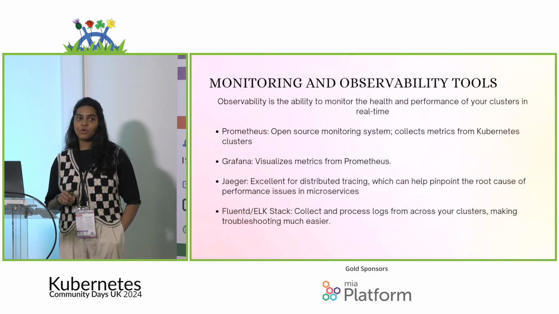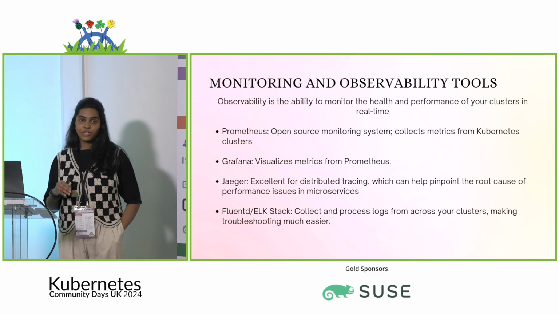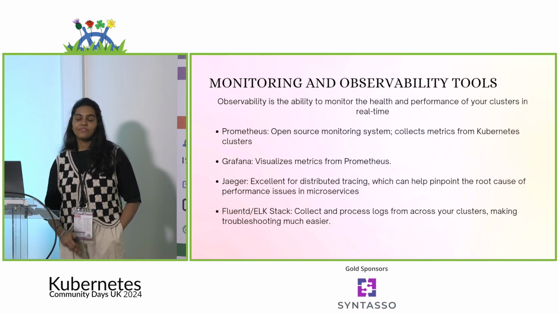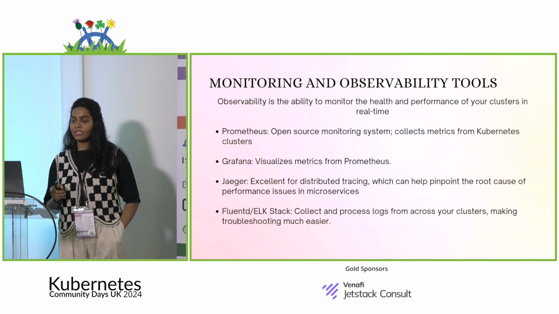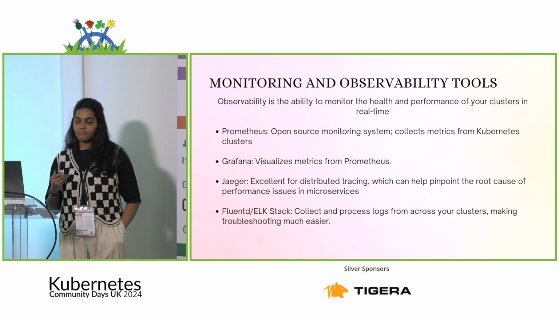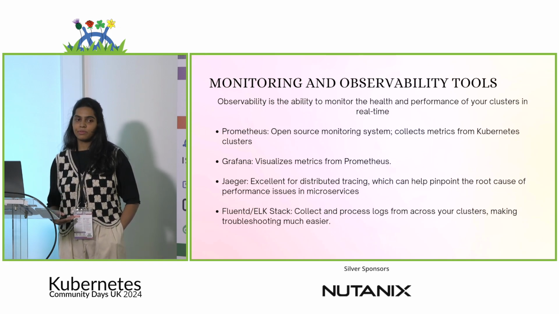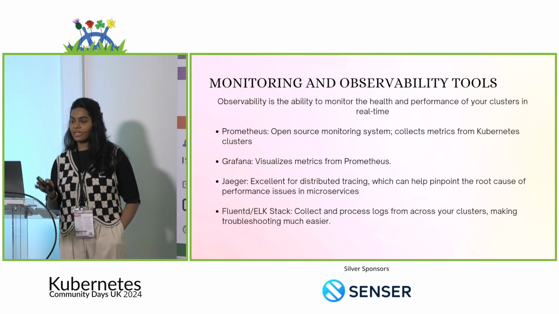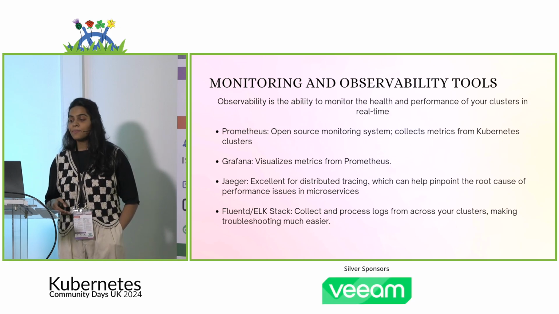Okay, the next one is monitoring and observability tools. If we want to ensure that whatever we have put into place is working exactly as planned, then we need to monitor it and make sure that the metrics are in check. For that, we have Prometheus and Grafana. Jaeger and Fluentd are also there, but I think more people prefer Prometheus and Grafana. They go hand in hand. Prometheus is for collecting the metrics, and Grafana is for visualizing it.